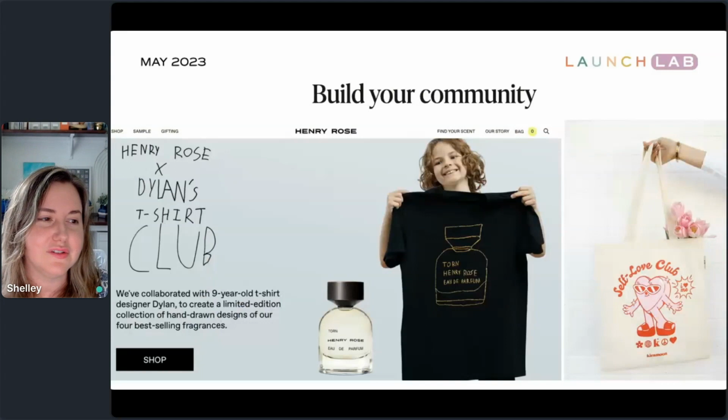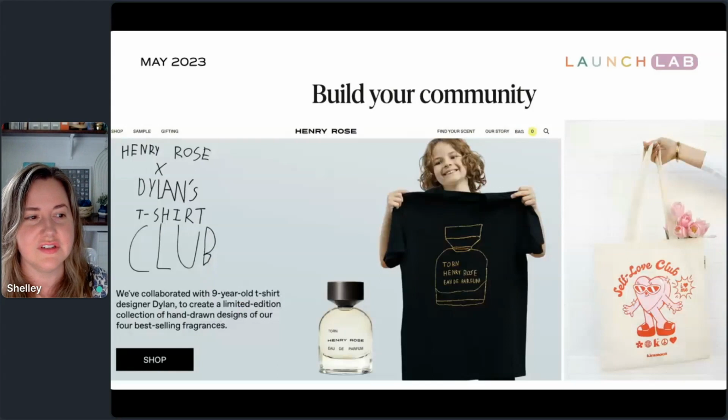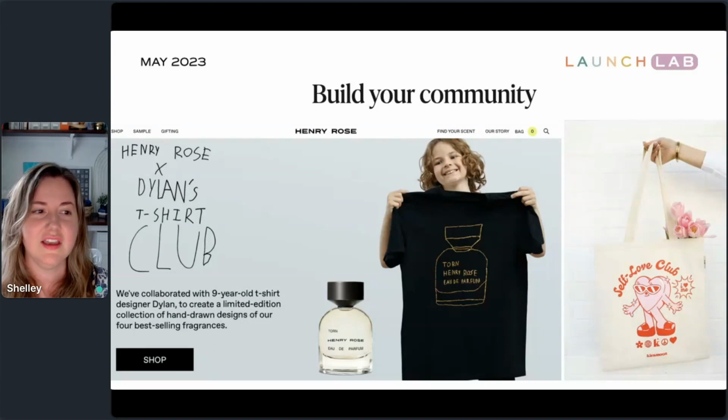And it's Henry Rose and Dylan's T-shirt club. So they've collaborated with 9-year-old t-shirt designer Dylan to create a limited edition collection of hand-drawn designs of their four best-selling fragrances. So this is a really fun idea. If you are making perfume or skincare, you may not think a t-shirt is a natural next option, but it really can be. And I love this idea of doing something creative and out of the box and just different, like this example with Dylan's T-shirt club.